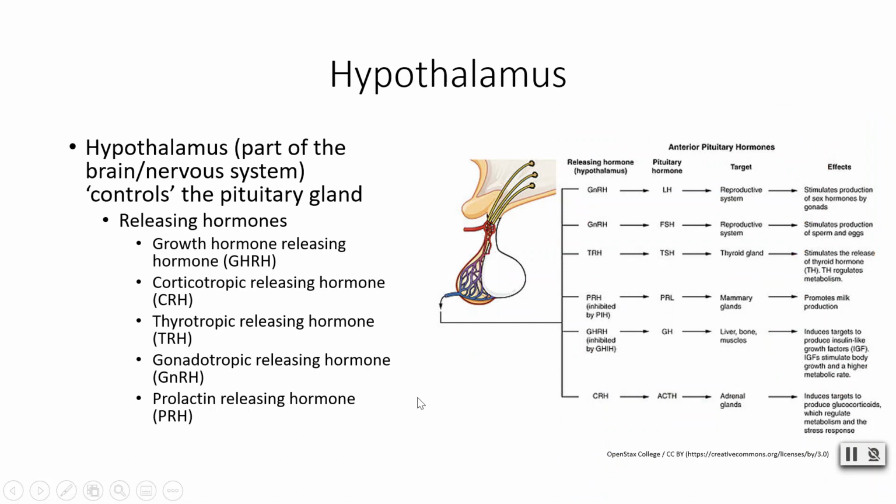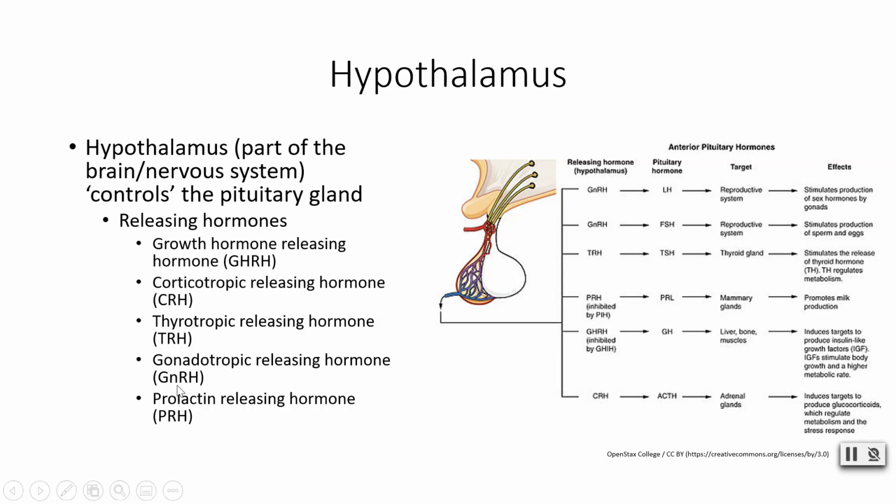Now, we have 5 releasing hormones we would like you to familiarize yourselves with. We have growth hormone releasing hormone, corticotropic releasing hormone, thyrotropic releasing hormone, gonadotropic releasing hormone, and prolactin releasing hormone. Some of these are hard to say, y'all. Some of them are hard to spell too. We just have to do our best.